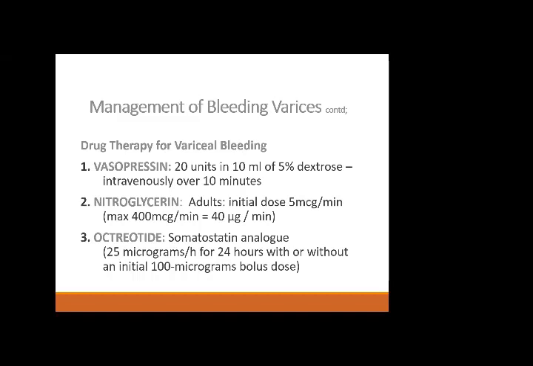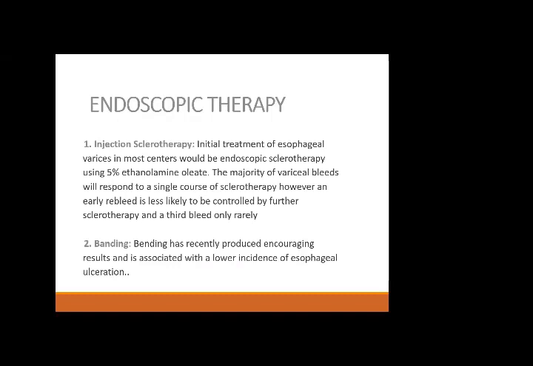For adults, the maximum is 400 microgram per minute, 40 microgram per minute, and stop it. And octreotide, which is a somatostatin analog, is given at 25 microgram per hour, for 4 hours, we have 100 microgram.